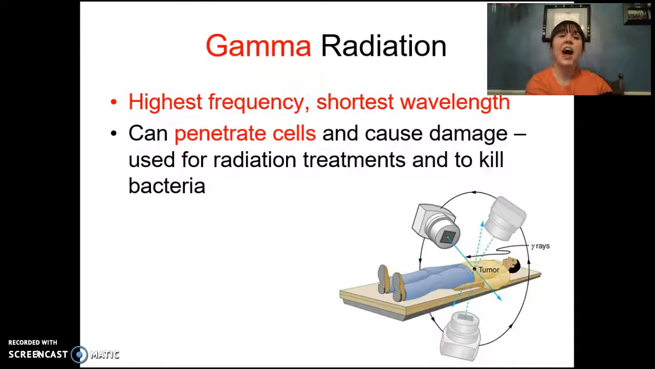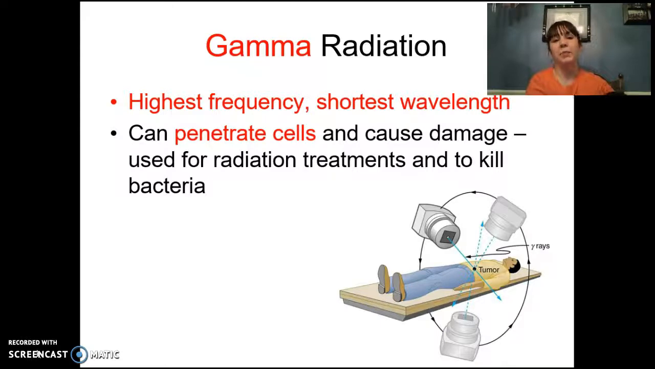Gamma radiation is the highest frequency, the shortest wavelength, that has the most energy to it. It can penetrate our cells and it can actually destroy our cells. If you hear of someone getting radiation poisoning, that's usually gamma radiation. But the same rays that can cause damage can also help. We can use that power to kill cells and use gamma radiation to kill cancerous cells.